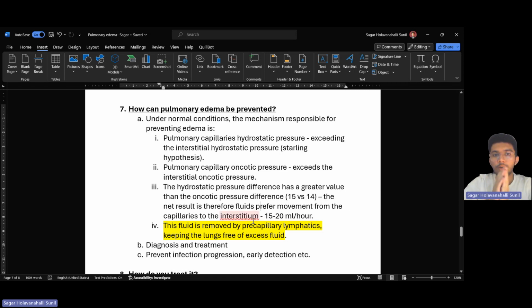And now the fluid is accumulating in the interstitium, and you know that if the fluid has nowhere else to go, it's going to accumulate further in the interstitium, that is within the septa, and then it's going to get into the alveolar space.